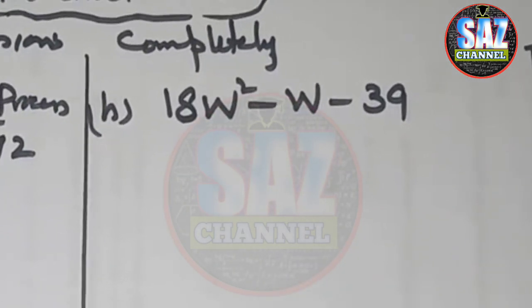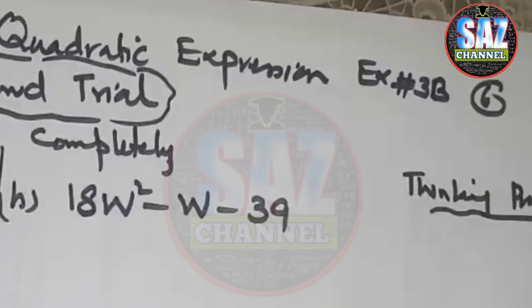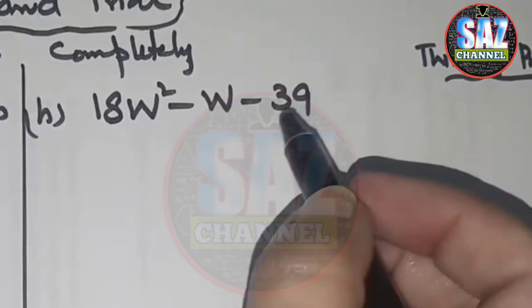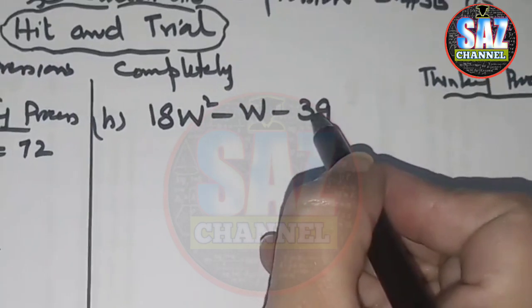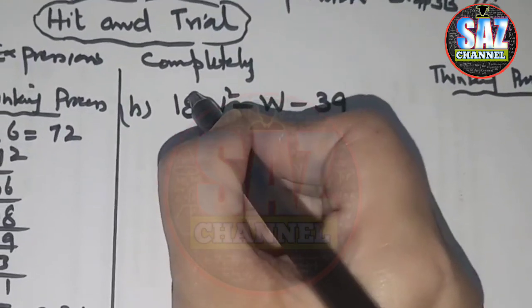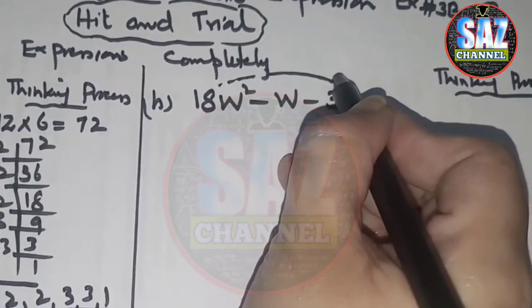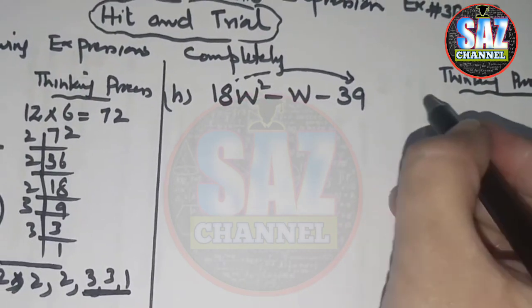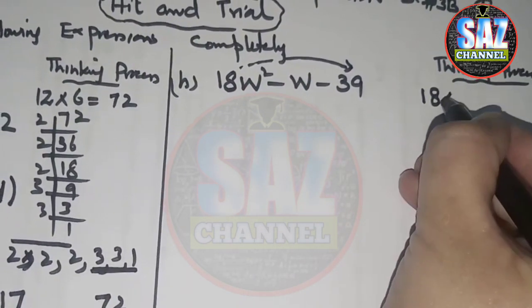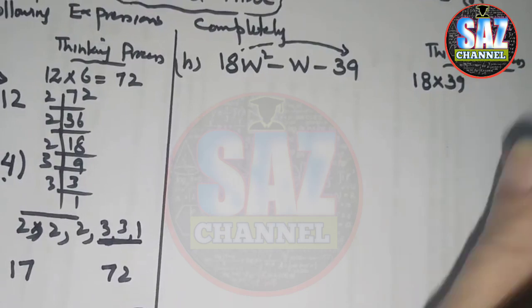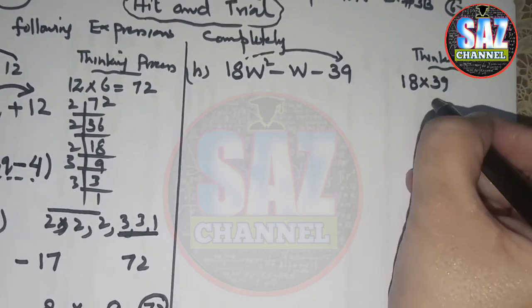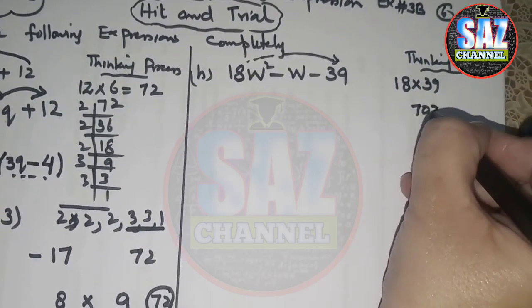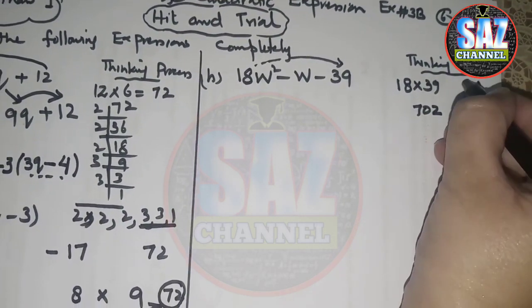The next question says 18q square minus 18w square minus w minus 39. The first step is the same: I will be multiplying the constant with the coefficient of the term having power 2. 18 multiplied by 39, I know this product is 702. You can check it from a calculator as well. 702, I need 702 with a negative sign.